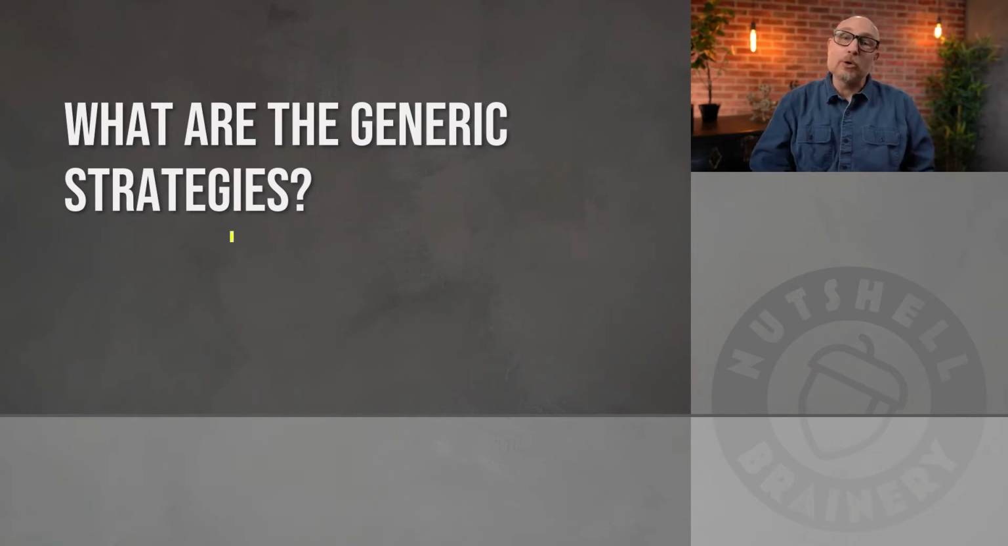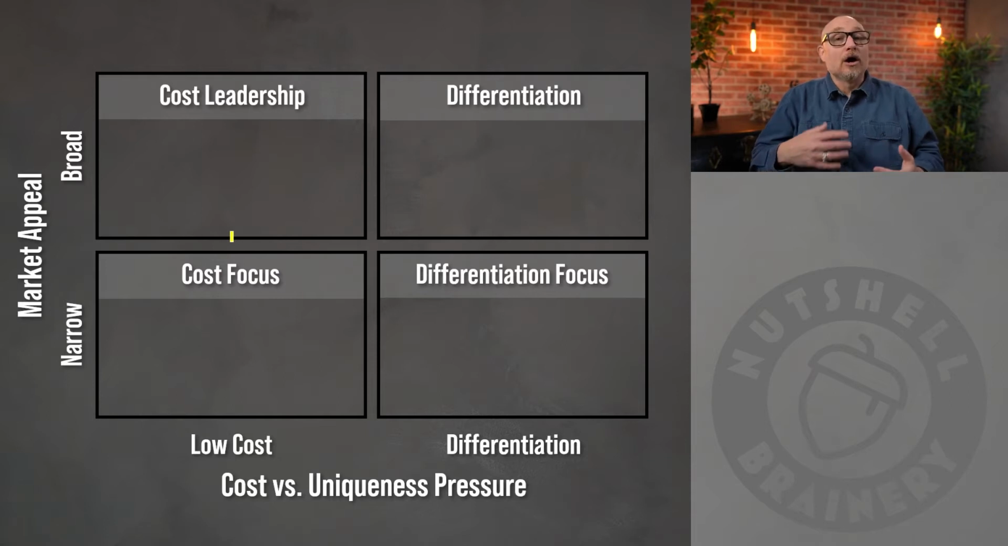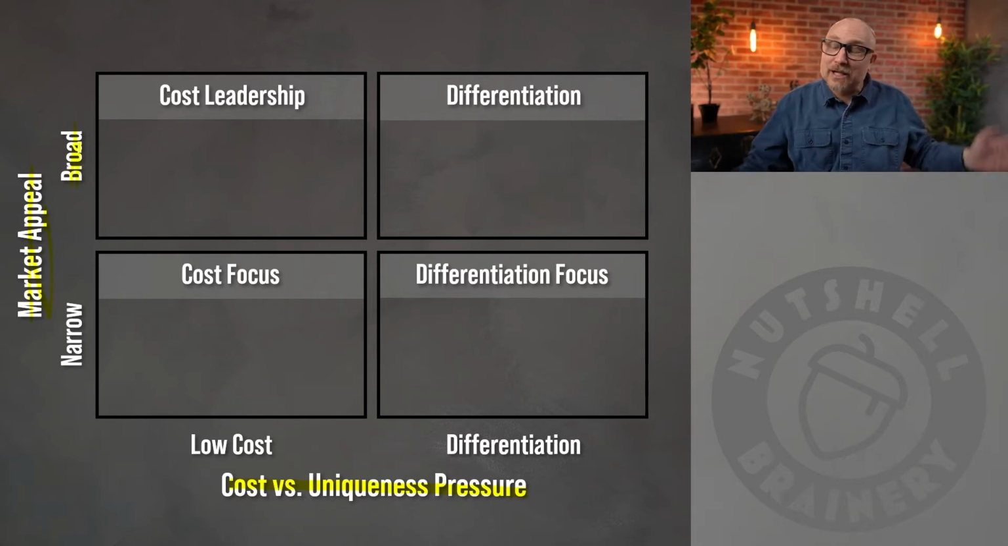Okay, so let's jump into this so that we can better understand these. The generic strategies really say, where is your product or service along two vectors? Market appeal, and cost versus uniqueness pressure. Market appeal is, are you really going for a broad market? Do you want your product to be available to everybody and appealing to everybody? Or are you going for a more narrow market? Do you want to service a unique niche of consumers?